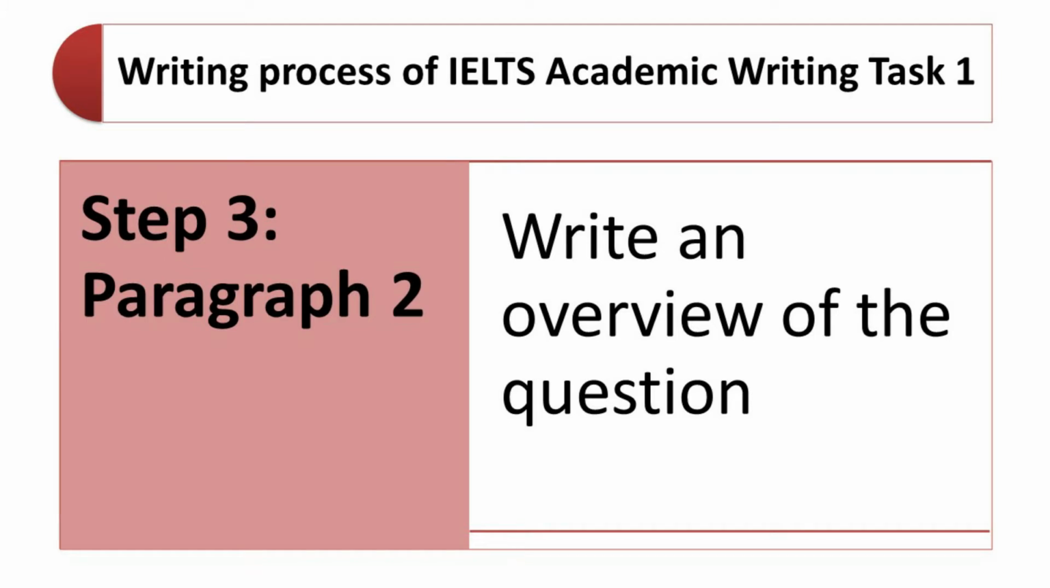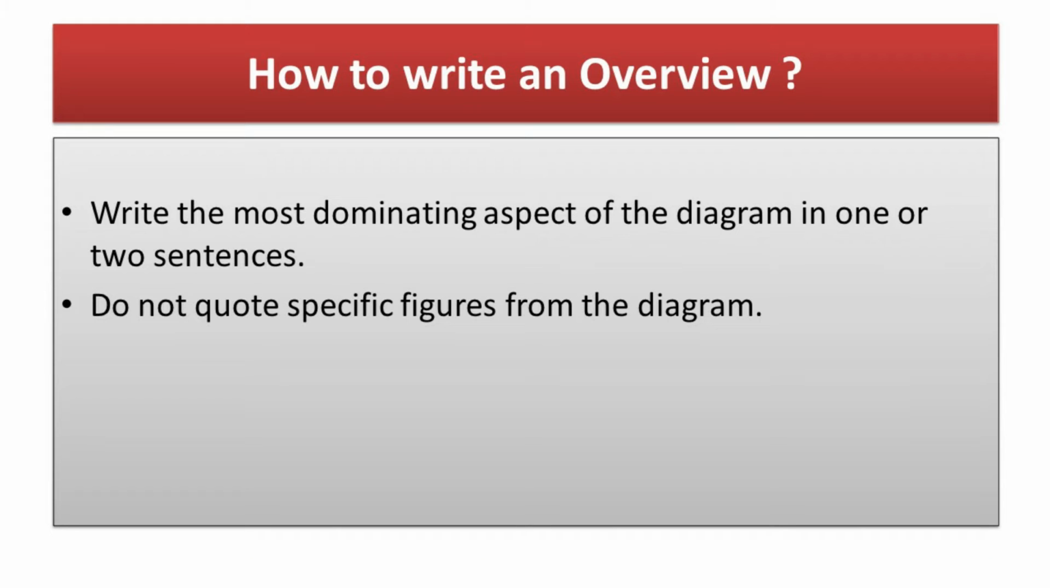Moving on toward step number 3. Step number 3 is to write an overview. This is actually the second paragraph of your answer. How to do that? Look at the diagram that has been given and then try to write the summary of the whole diagram within 1 or 2 lines. You don't need to be specific, just write about the diagram generally and this will be your overview.